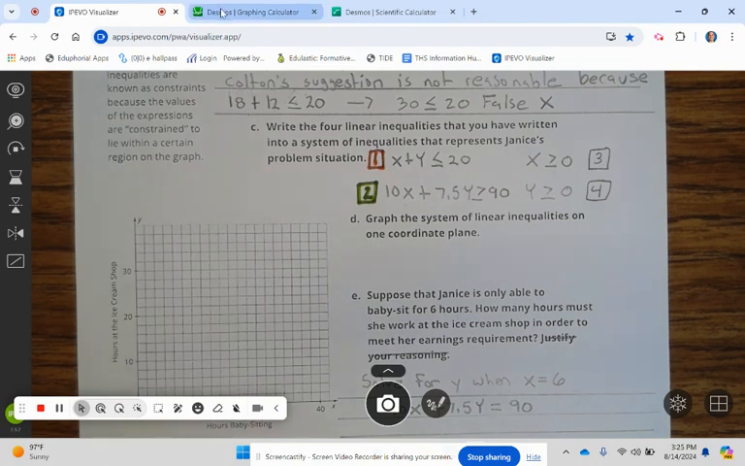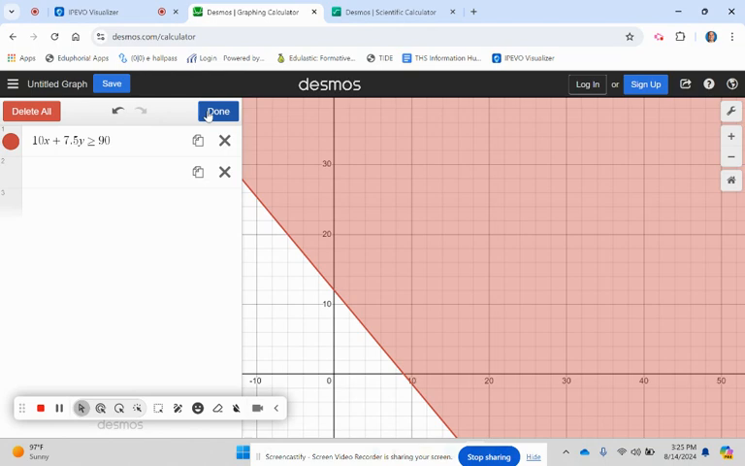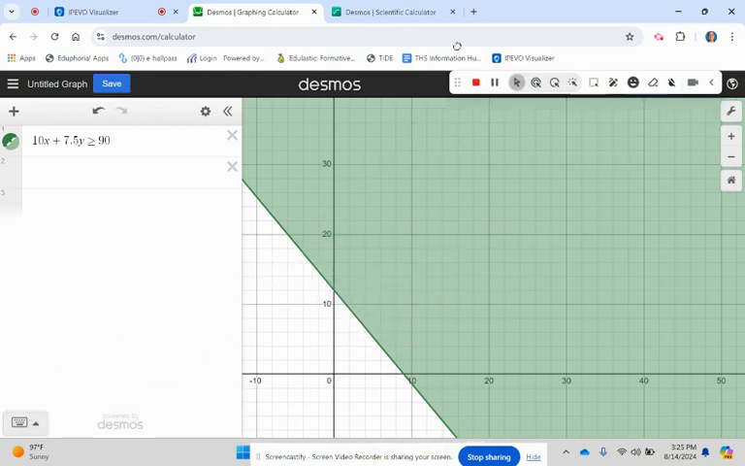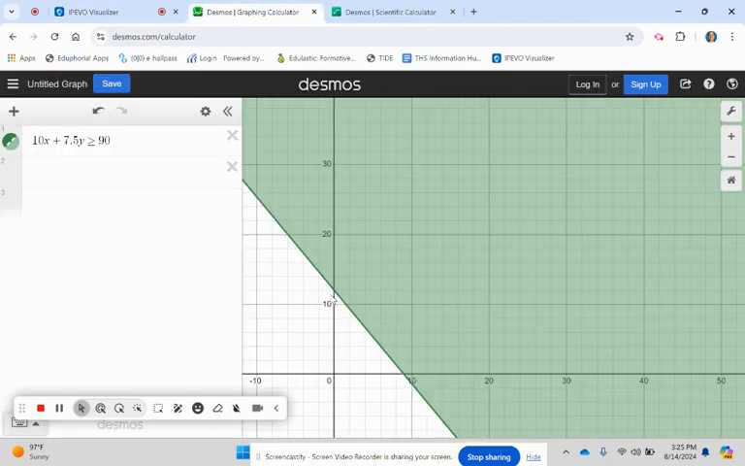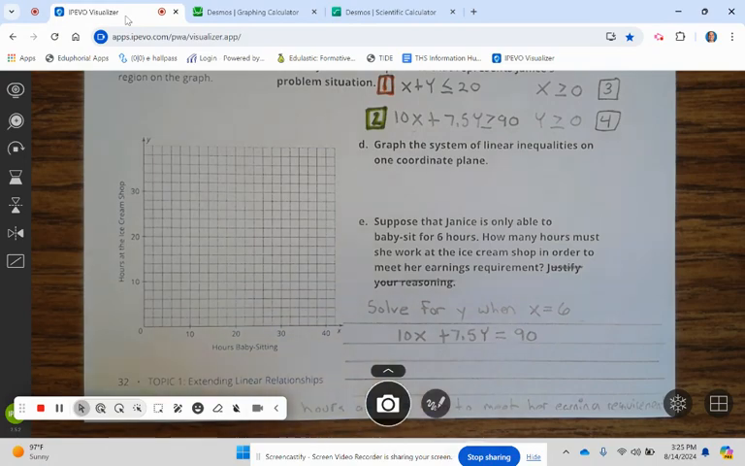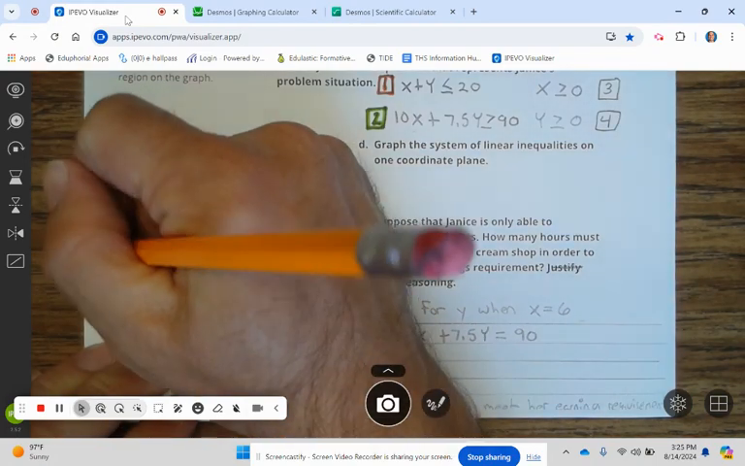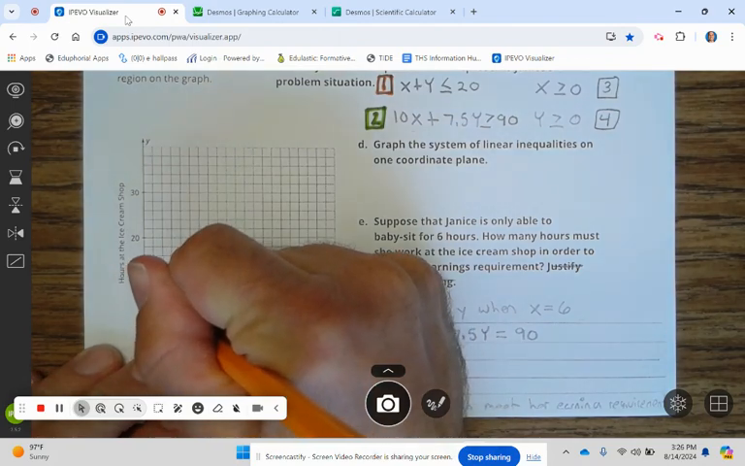Okay. Now, in Desmos, I can actually change the color of this. So I'm going to come over here to this little wheel looking thing, click on the color, and change that to green. Okay. So solid line, shading in green. So let's go ahead and do that. And let's get the points. So we got them before. Let's do it again. So we have 0, 12, and 9, 0.